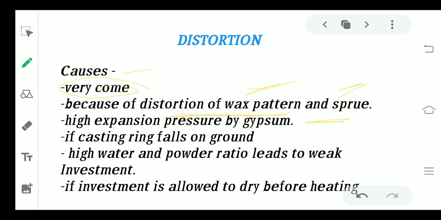If the casting rings fall on the ground by mistake, then it can be another reason of distortion. A high water and powder ratio can make the investment material weak, and it can also lead to distortion. If the investment is allowed to dry before heating, that can also lead to distortion. So you're never supposed to let it dry before heating. When it's wet, just keep it in the burnout furnace. Do not let it dry, otherwise it is going to crack.